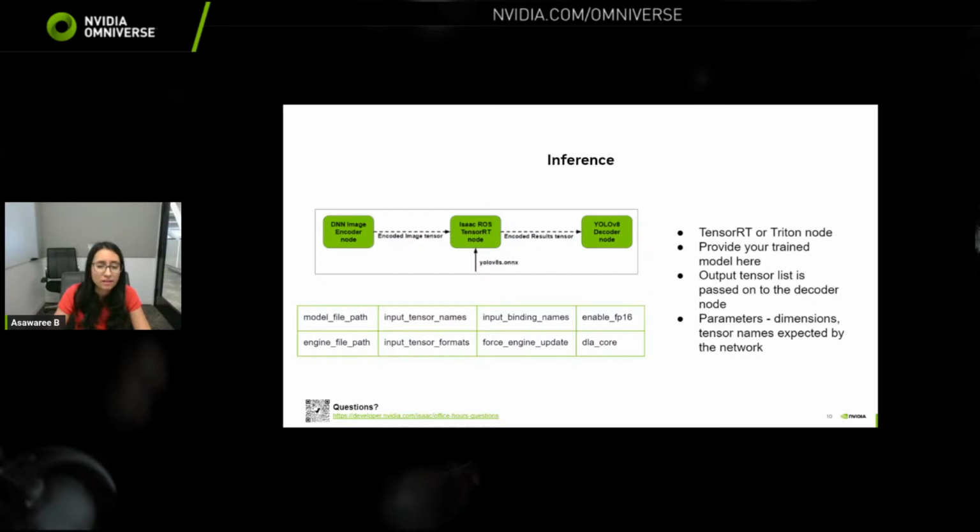And of course, there are some layers that do not run on the DLA, I believe. So in that case, it just falls back to the GPU. So it will still run without failing. But the kind of performance you get depends on a combination of what percentage is running on the DLA and what percentage is running on the GPU. Okay, so that's a little bit more about the TensorRT node.